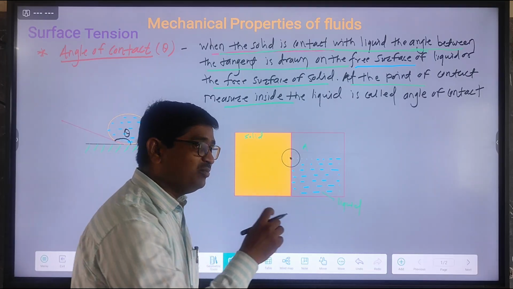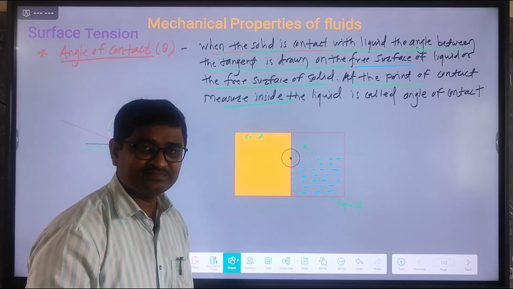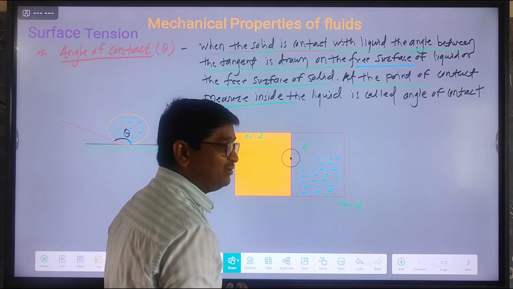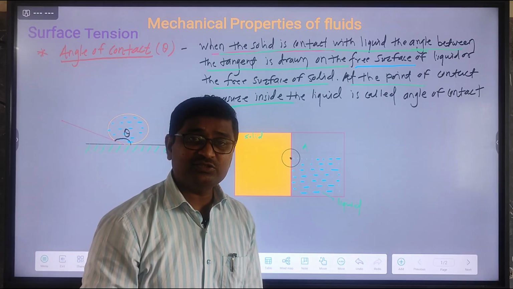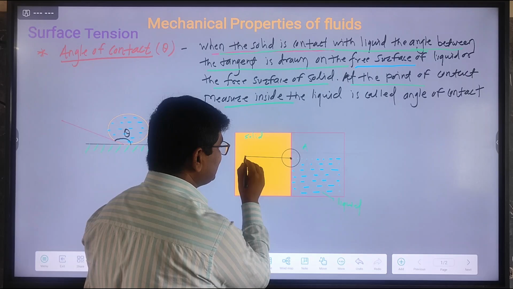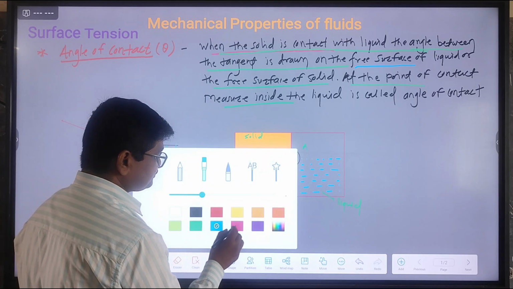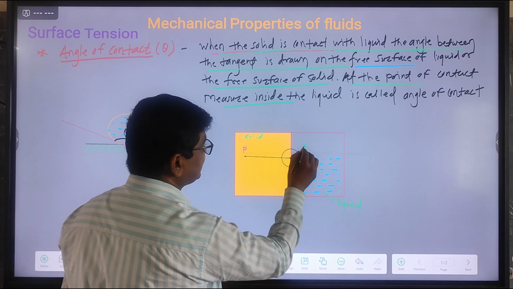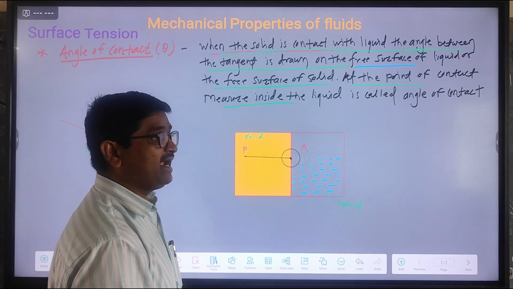When two or more molecules are contacting together, we know that the adhesive force is experienced by molecule A. The adhesive force is the force of attraction between molecules of different substances. So at the point of contact, molecule A experiences the adhesive force. Imagine that this is the adhesive force. This adhesive force will be denoted by AP. So AP is the adhesive force.